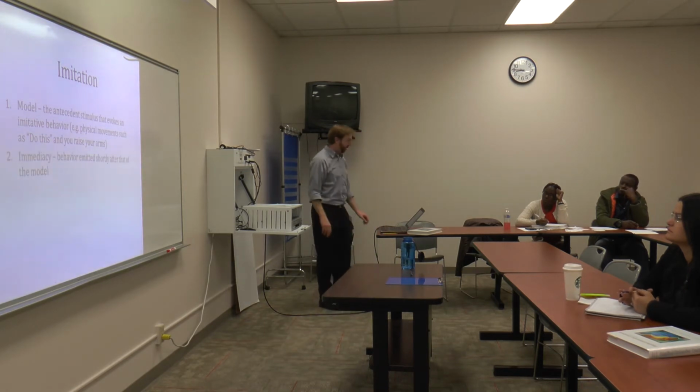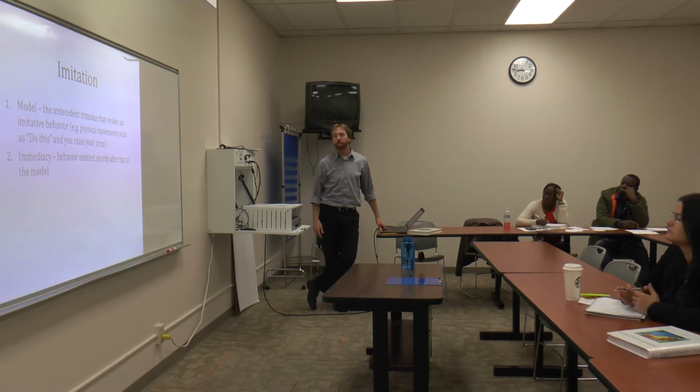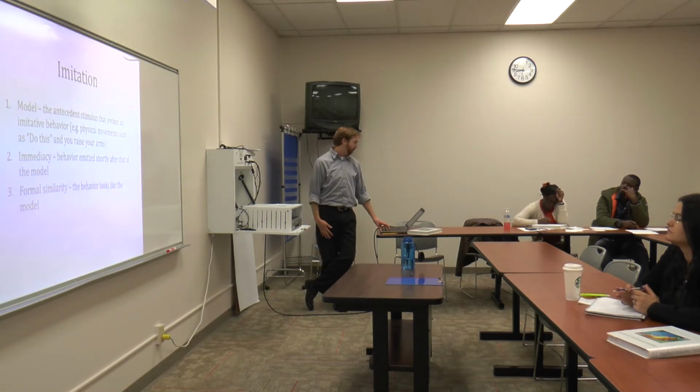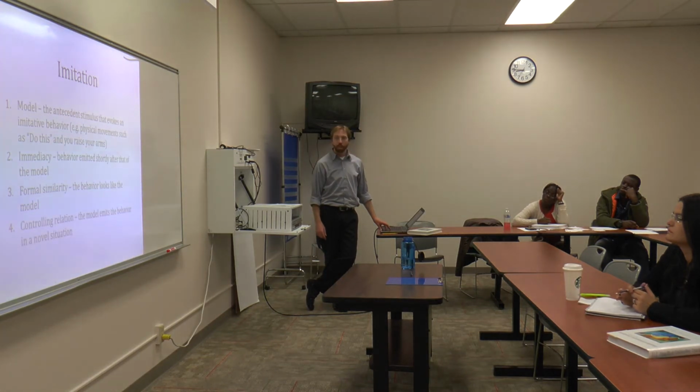We already talked a little bit about this. They learn imitation better the more immediate it happens. So you model, and hopefully they do it right away. We talked about formal similarity, so the behavior looks just like the model. And then controlling relation is that the model is the one that actually emits the behavior.